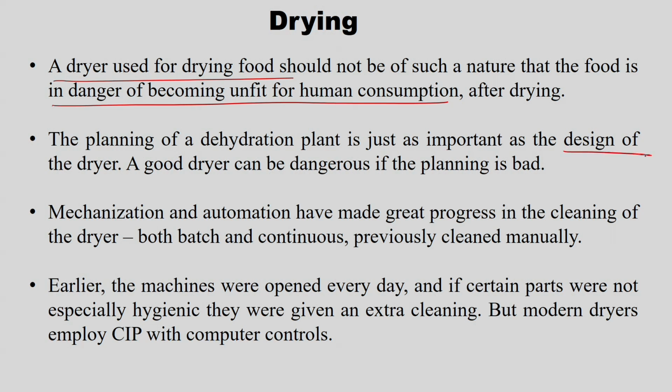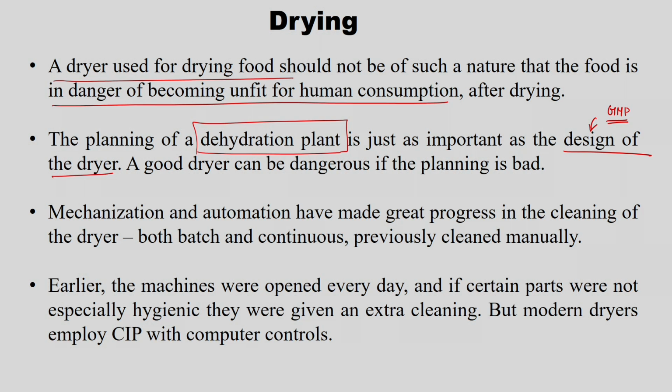So, regarding the design of the dryer, while discussing in the previous lectures itself, we said that there is something called GMP, the good manufacturing practices. So, any design of thermal equipment in food processing should follow the good manufacturing practices. Now it is said that it is not only the dryer and the dehydration plant itself, because if there is any previous contamination in the dehydration plant, this also affects the drying operation.